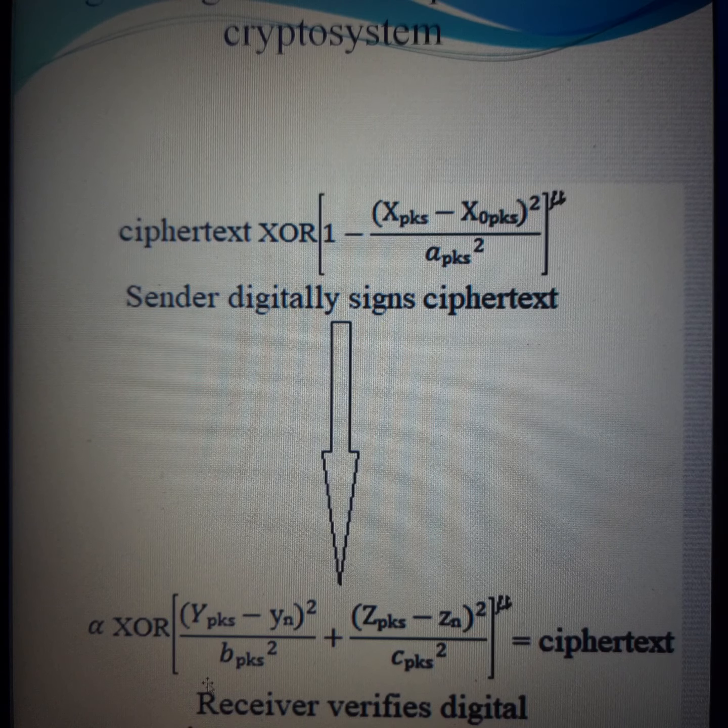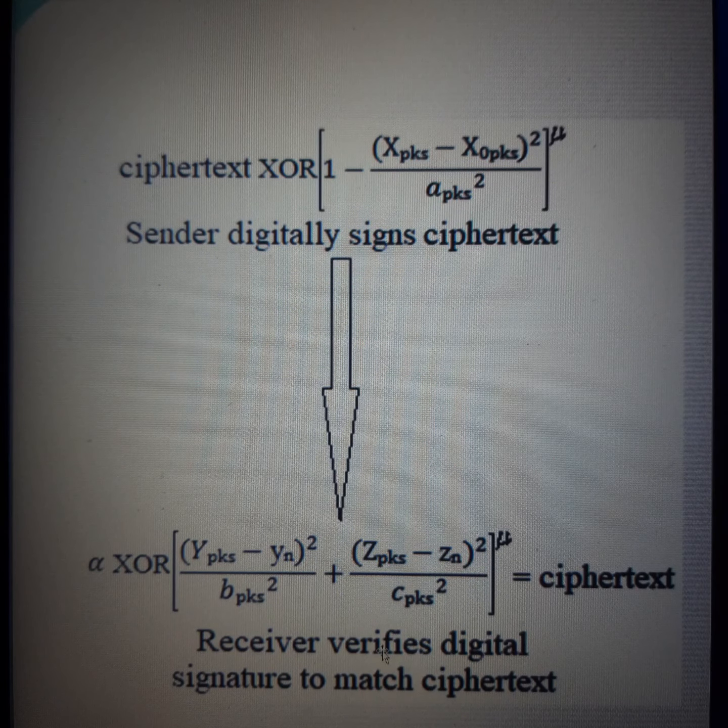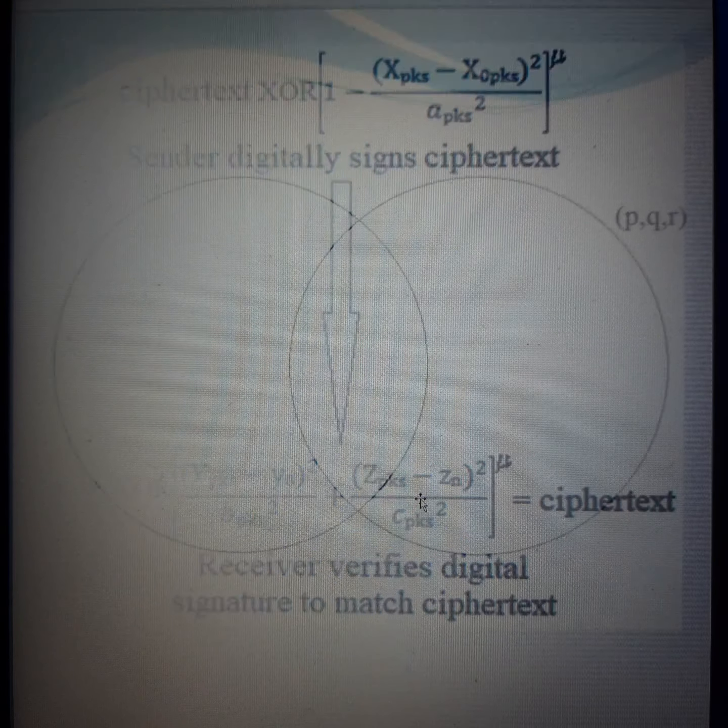Similarly, I am performing verification of digital signature using the public key of sender. As you can see, ypks, zpks, the values of this plain text yn and zn, they are same only, they did not change. So again I have done multiplication of itself with mu number of times, and after that I have done XOR because I have to get the original value of alpha back, and I have to match the digital signature.